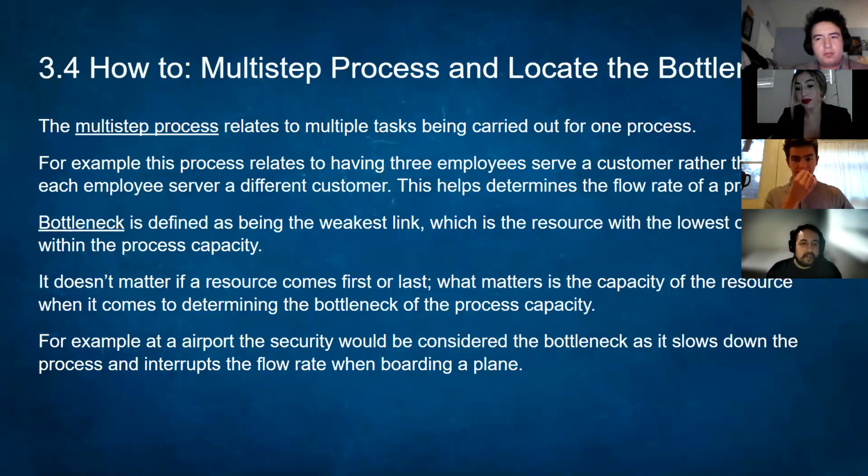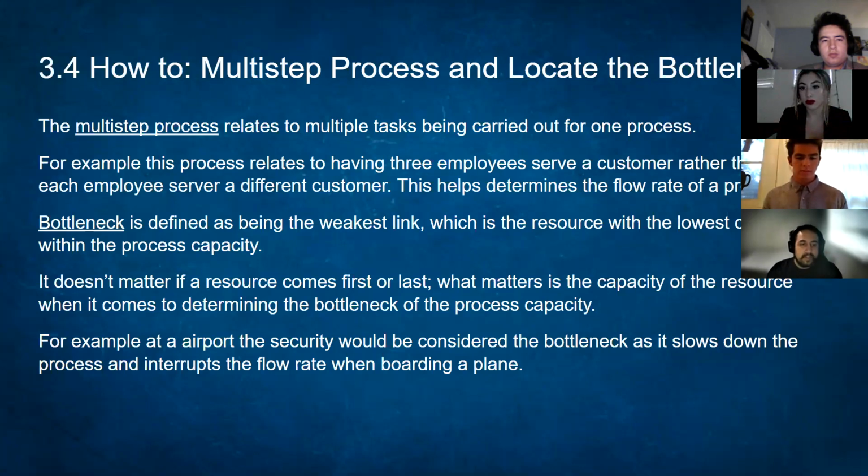Multi-step process and locating the bottleneck. The multi-step process relates to multiple tasks being carried out for one process. For example, this process relates to having 3 employees serving a customer rather than having each employee serving a different customer. This helps determine the flow rate of a process. Bottleneck is defined as the weakest link, which is the resource with the lowest capacity within the process. It doesn't matter if a resource comes first or last.